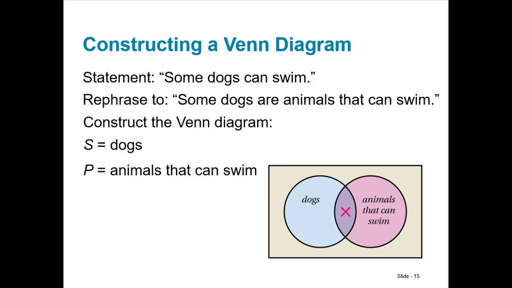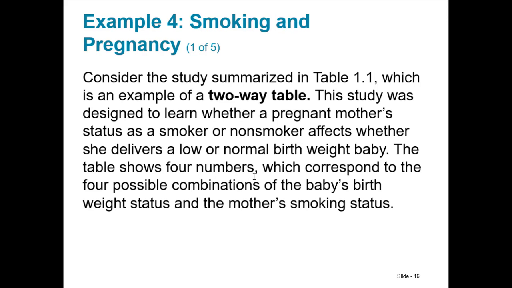So here's your Venn diagram where S is dogs and the predicate P is animals that swim. But again, like I said, you could go either way. The S and P can be switched.